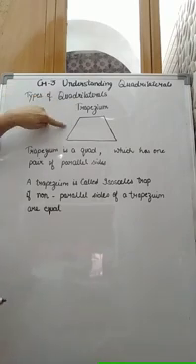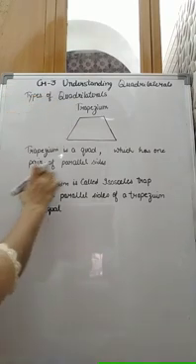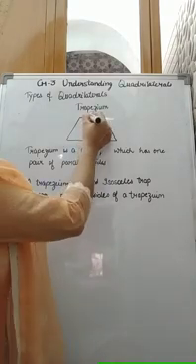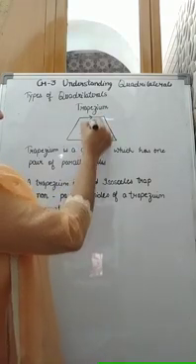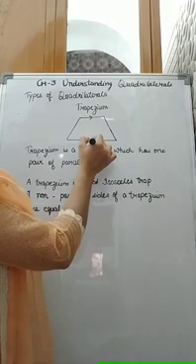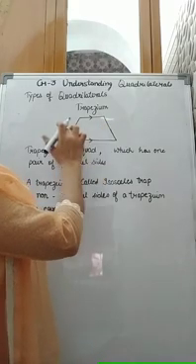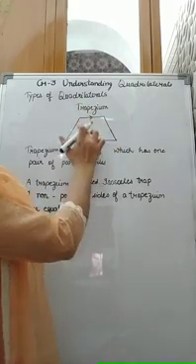Now let's start with the next type of quadrilateral, that is trapezium. So trapezium is a quadrilateral which has one pair of parallel sides. Like this I have put the arrow. So these two sides are parallel and nothing is said about these two sides. So it is a trapezium.